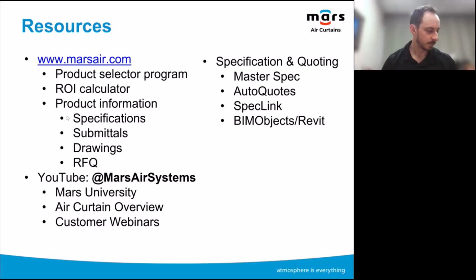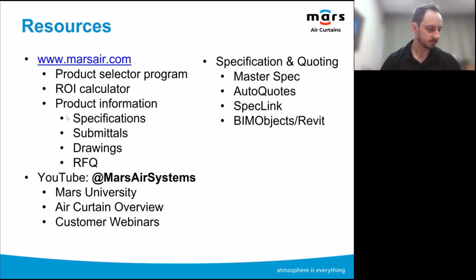How do you get access to the product selector program? That's available on our website. You can go to marsair.com, and it should be on the home screen. There's a button that says, I think, Build Your Air Curtain. It's a very simple tool to use. You click that button and it asks what your application is and what your door height is, and that gets you going with a couple of the most recommended units for your application. I will also include that link in the chat as well.